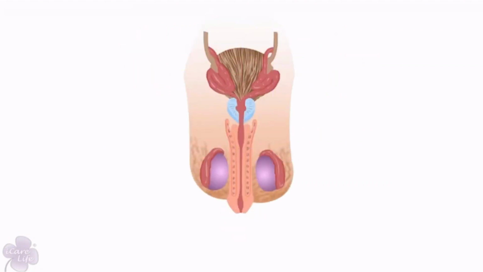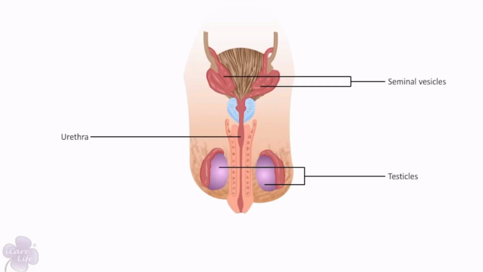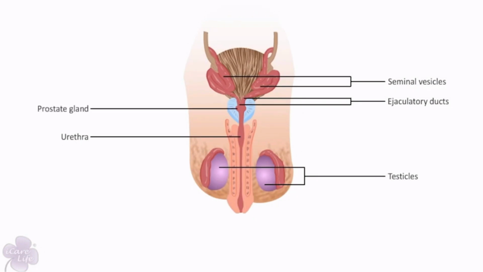Let us recap. The main reproductive system includes 2 testicles that produce sperms, 2 spermatic cords that carry sperms to the urethra, 2 seminal vesicles that secrete semen to provide energy to sperms, 2 ejaculatory ducts that transfer sperms from seminal vesicles to the urethra, the prostate gland which secretes fluid to nourish sperms, the urethra which transports sperms and semen out of the body, and the penis which is used for copulation.